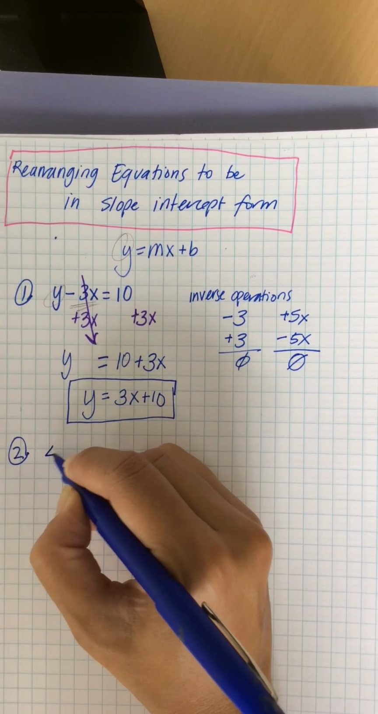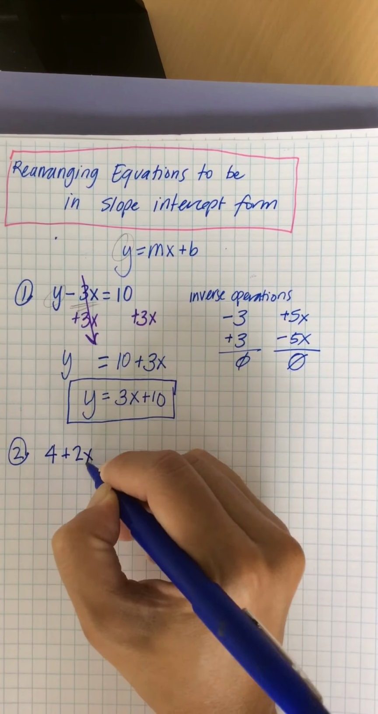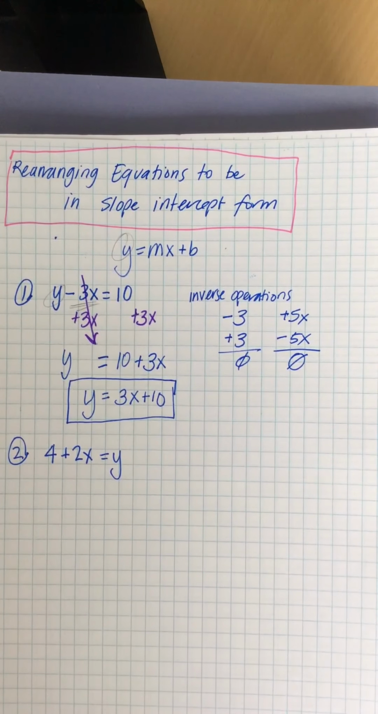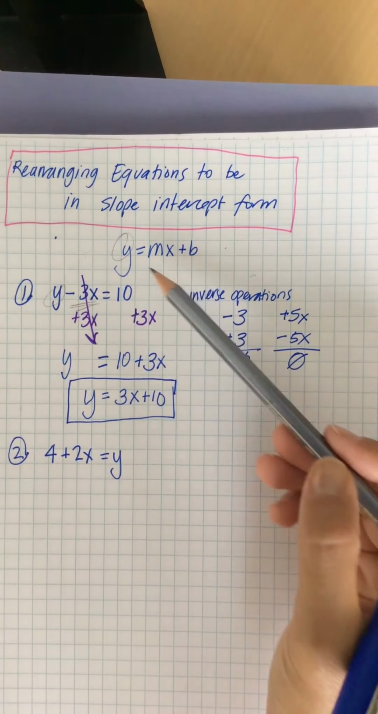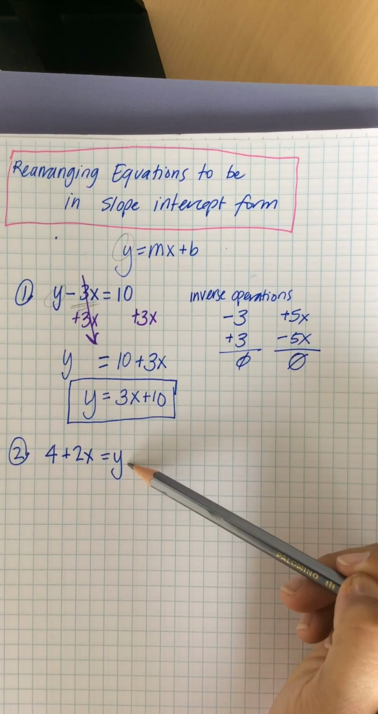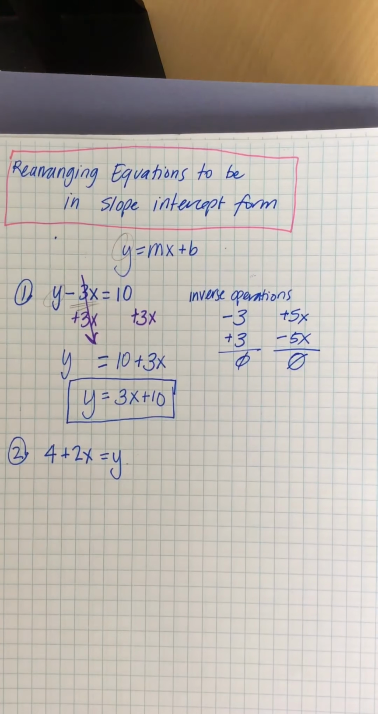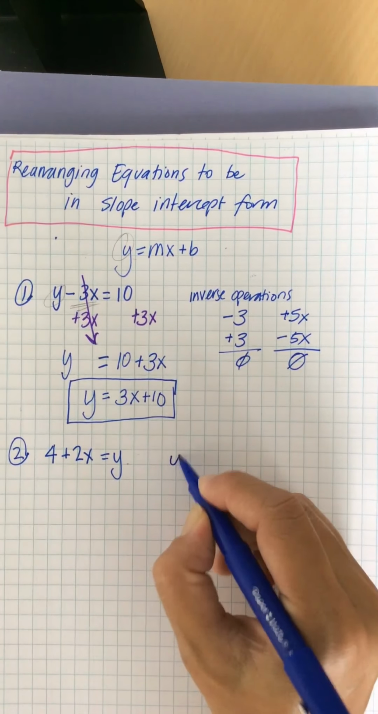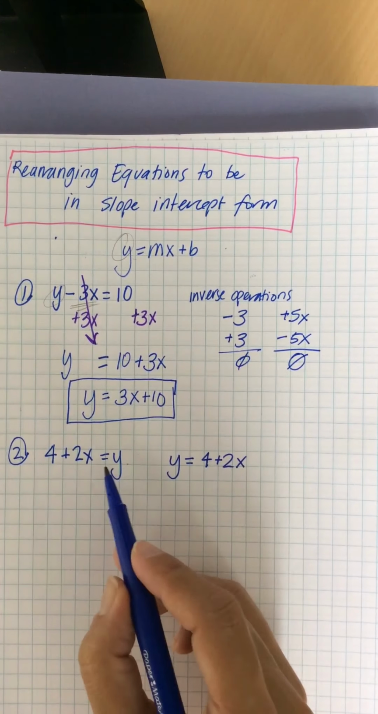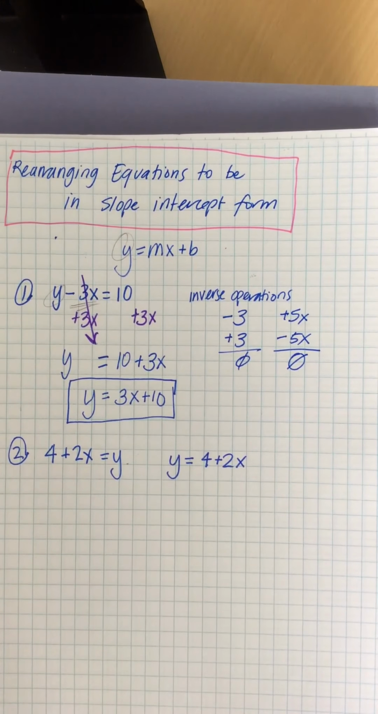Number 2. What if you have an equation that looks like this? First check, is my y, my lonely y, by himself? Yep, he is. Okay, the only thing if I really want to make it look like that is I can flip it around. So let's flip this thing around. Y equals 4 plus 2x. All I did was switch those two. You're allowed to do that. One side equals the other. It doesn't matter which side you write first.